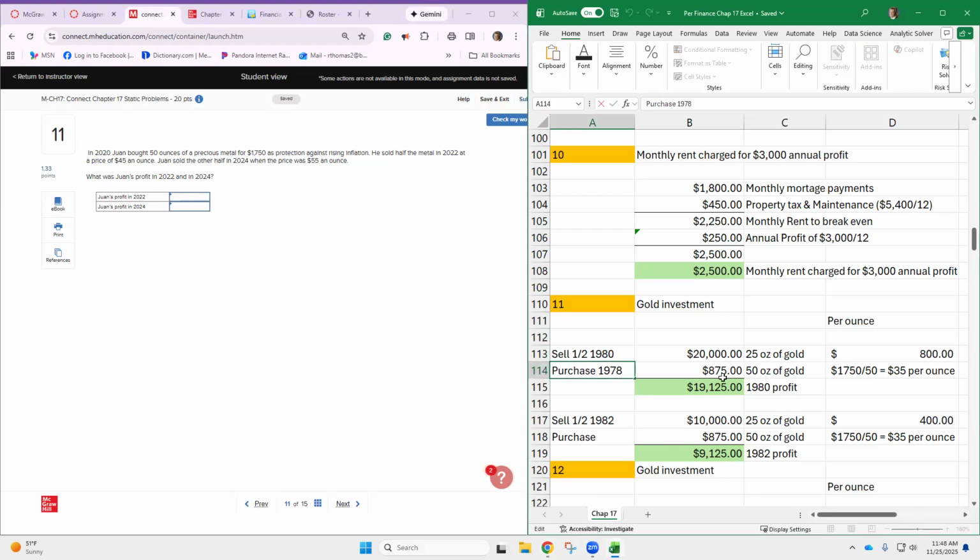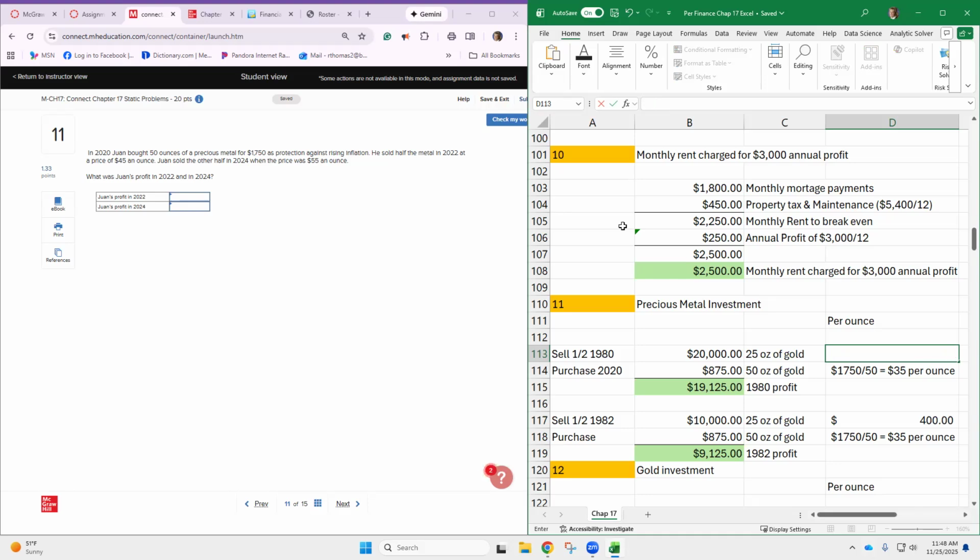we purchased, okay, so let me get my timing right here. In 2020, we purchased 50 ounces of a precious metal. Oh, this is just a precious metal? So it's not gold now? Okay, they changed it. Okay, precious metal investment. Okay, we want to know what we paid per ounce. Okay, bought 50 ounces of precious metal for $1,750.